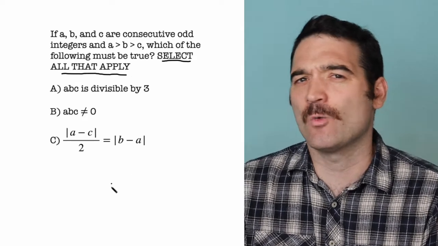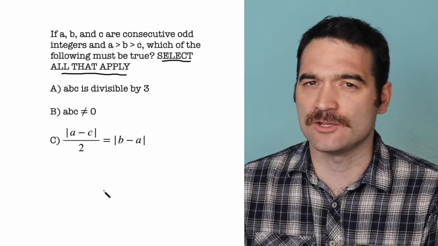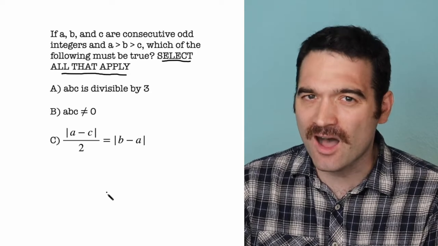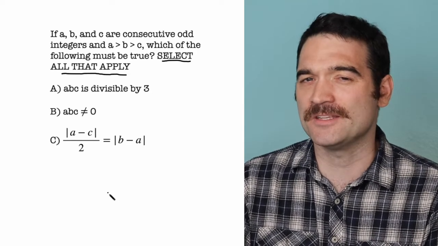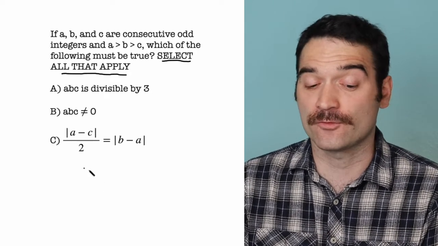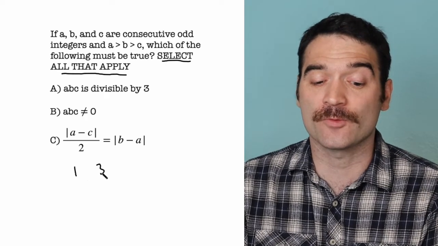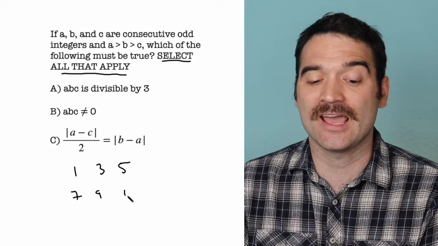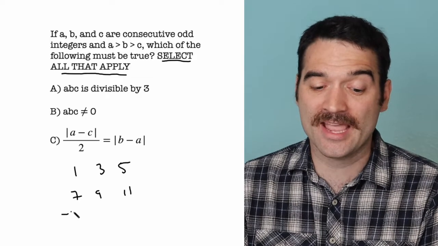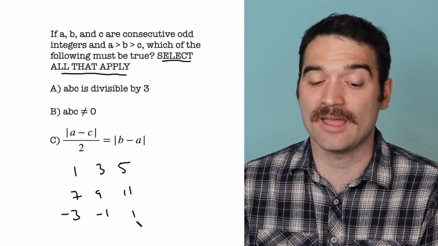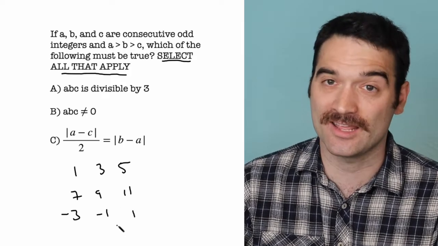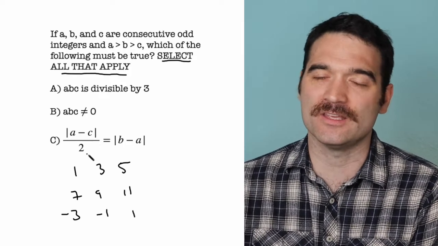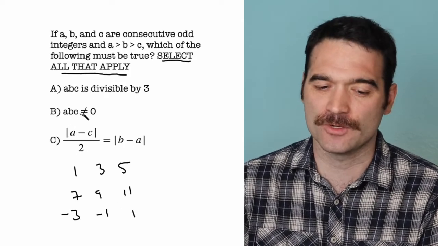Well, let's think about what types of numbers A, B, and C could be. They're consecutive odd integers. What does that mean? It means they come right after each other. So, for instance, 1, 3, and 5, or 7, 9, and 11, or, I don't know, -3, -1, and 1. Those are consecutive odd integers. So let's take each one of these and consider whether it has to be true.